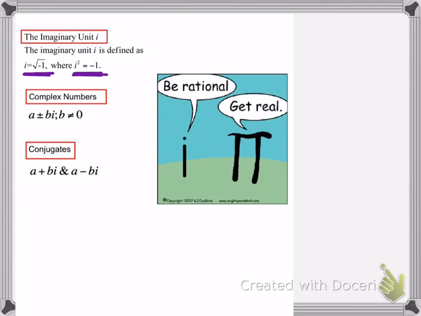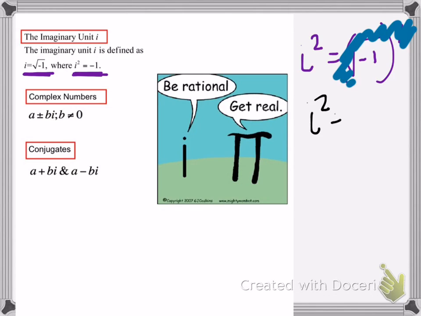Well, how does that work? If we take i and we square it, that means that we are squaring the square root of -1. Squaring a square root undoes the square root. They basically cancel each other out. They undo each other. So that is why i squared becomes -1.